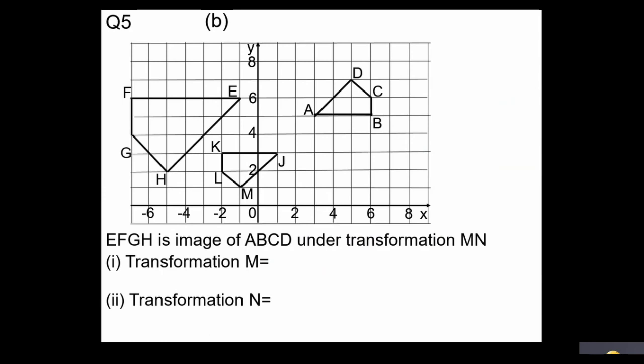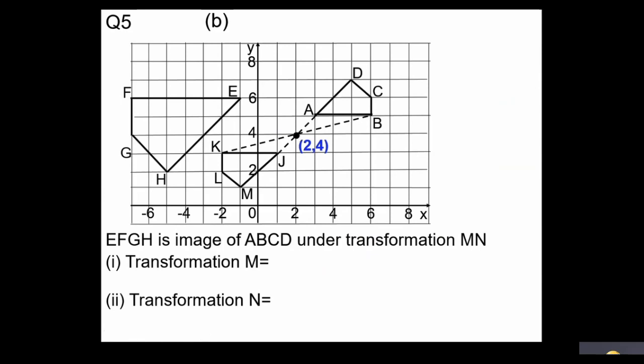Now B. See this one. How to do this? EFGH is the image. You must know which one is the object, which one is the image. It's always from object to image. Now from here to here. This one you have to be extra careful. Remember, we do the one on the right first. So when you answer the question, you answer part 2 first because you are doing N first. From here to here.